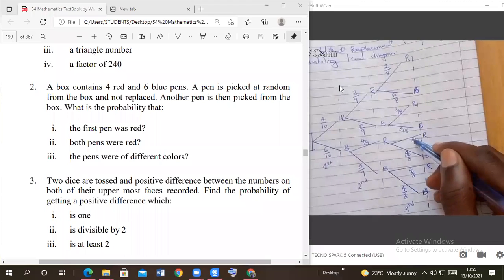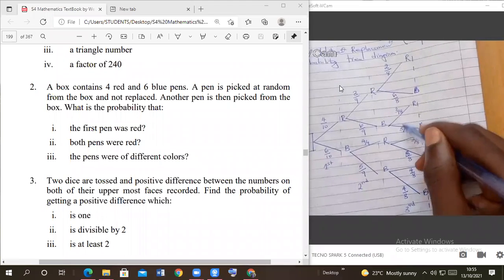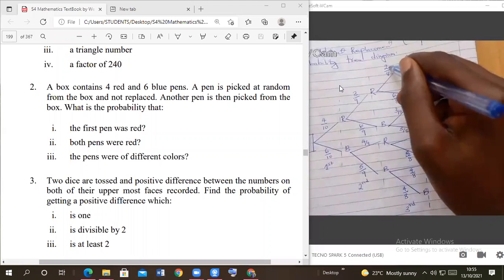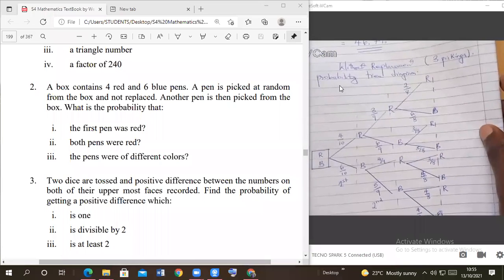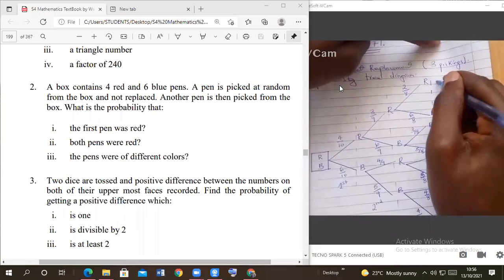5 plus 3 is what? 8. 2 plus 6 is what? 8, not so? Members, have you seen that?